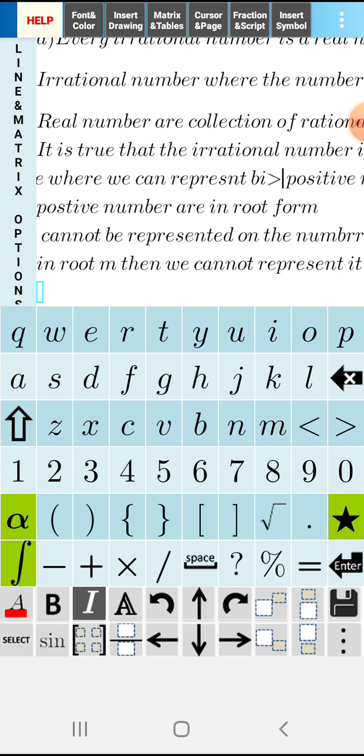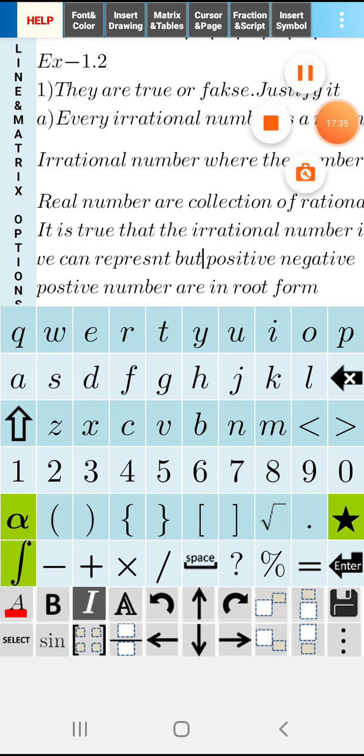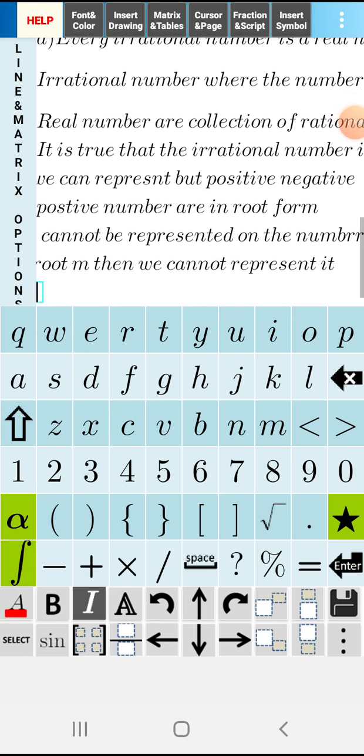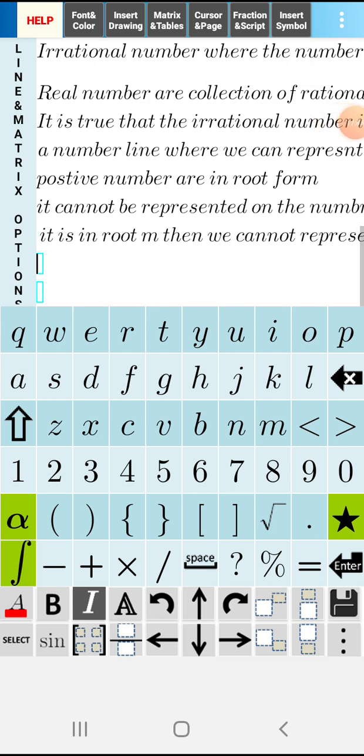So like this, they are giving the explanation. We cannot represent it, because if it is root, how can you represent? So the question is wrong, or the question is not wrong? What they asked, for that the answer is false. So the answer is false.